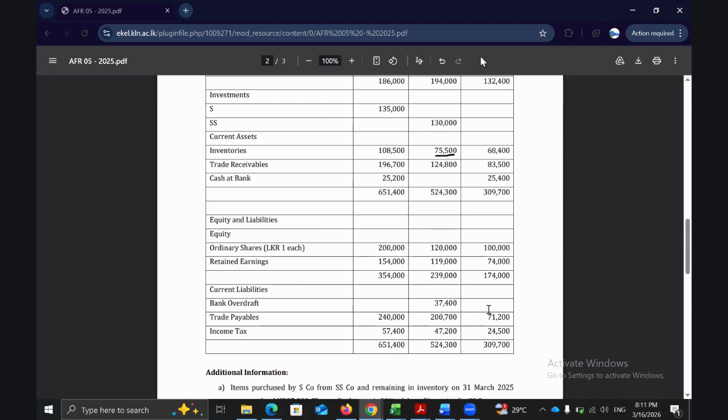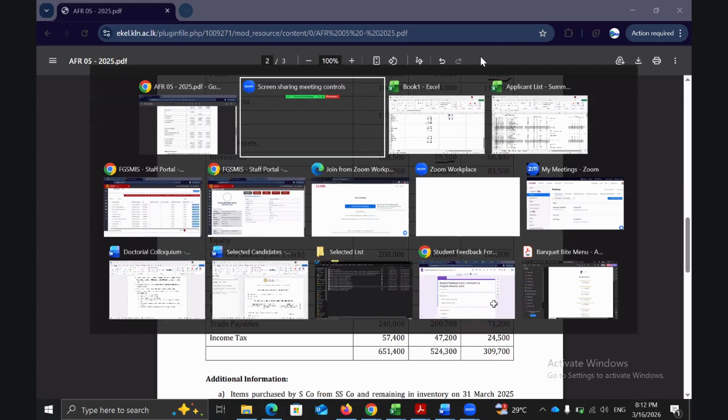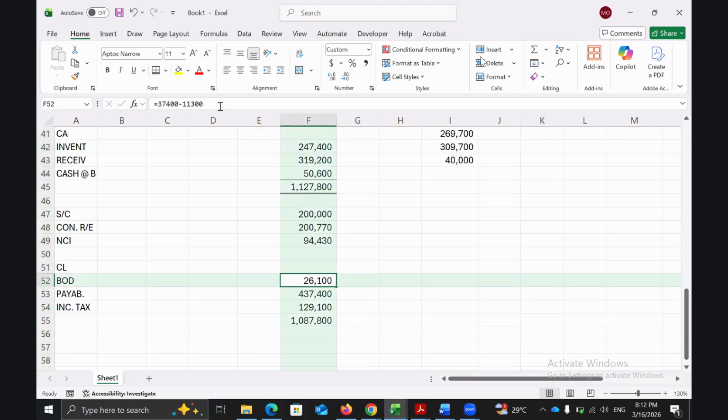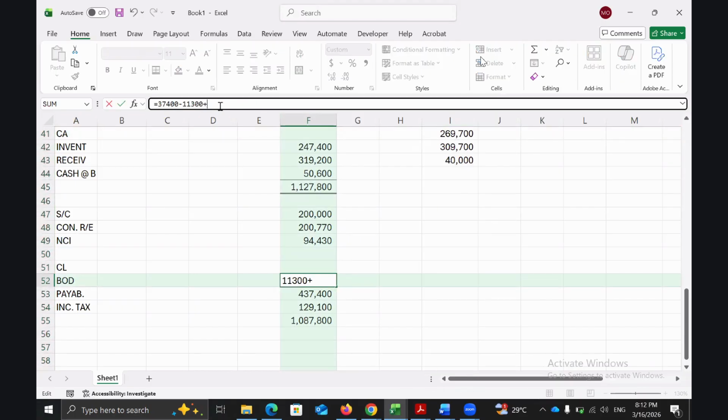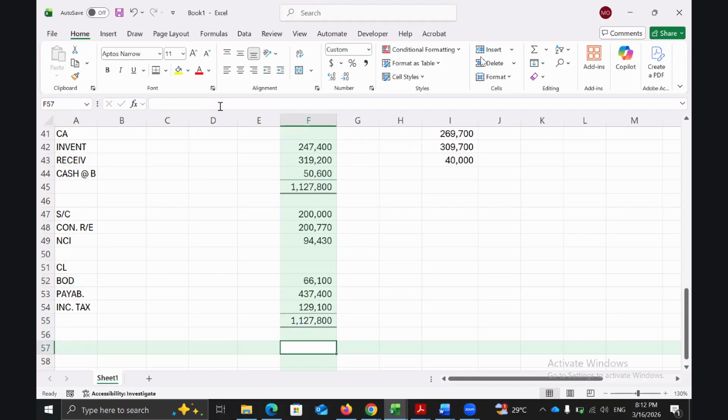Get a bank overdraft balance of 40,000 here. For the entity SS, then the bank overdraft should be increased by another 40,000. Then yeah, the statement of financial position will be balanced.